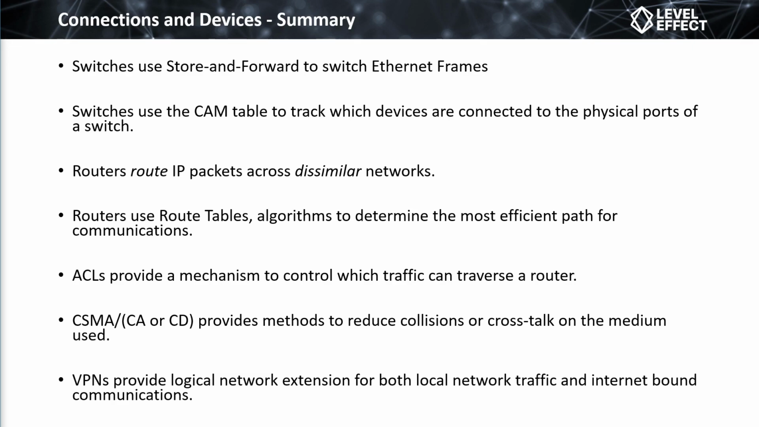But again, remember, anytime you have a network device that has a cache, and that cache can be accessed through a protocol that any device on the network can talk to, that's ripe for abuse. Routers route. It should be easy to remember, it's right in the name, but we route IP packets across dissimilar networks, meaning we need a router to get from network A to network B.